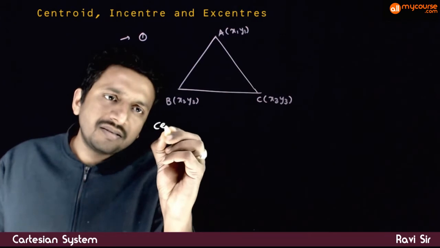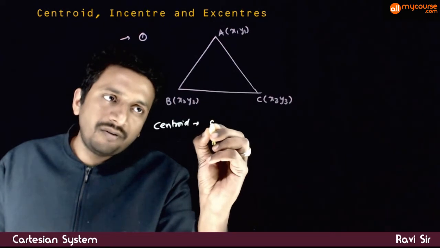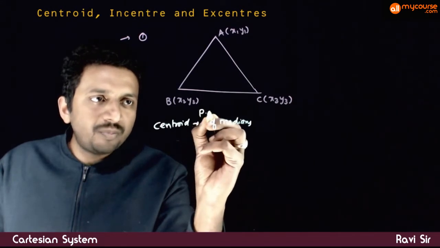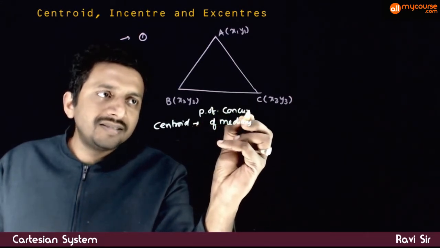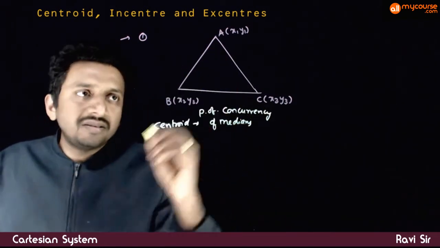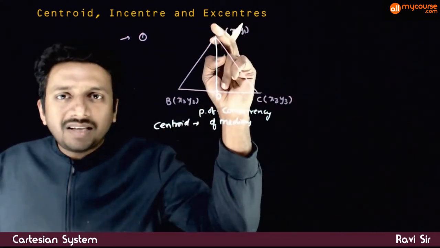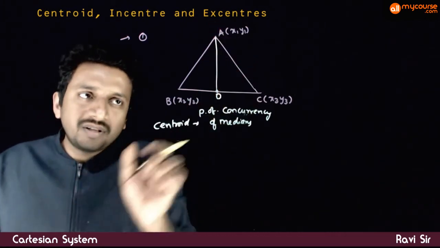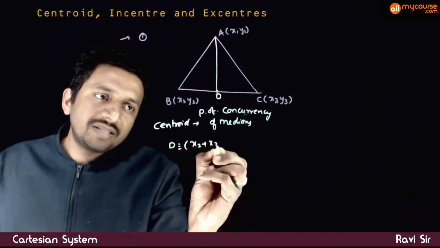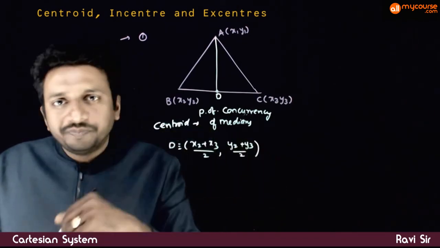So we know that centroid is the point of concurrency of medians. So first we draw the medians. So if you draw the median AD, median is nothing but the line joining the vertex with the midpoint of the opposite side. So D can be written as x2 plus x3 by 2, y2 plus y3 by 2.